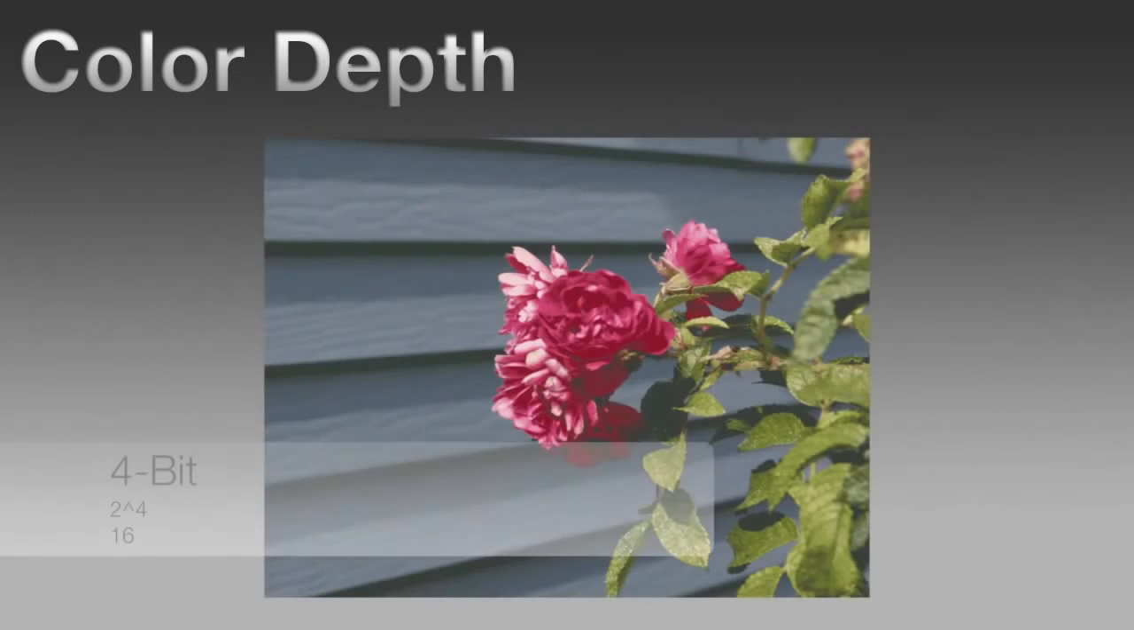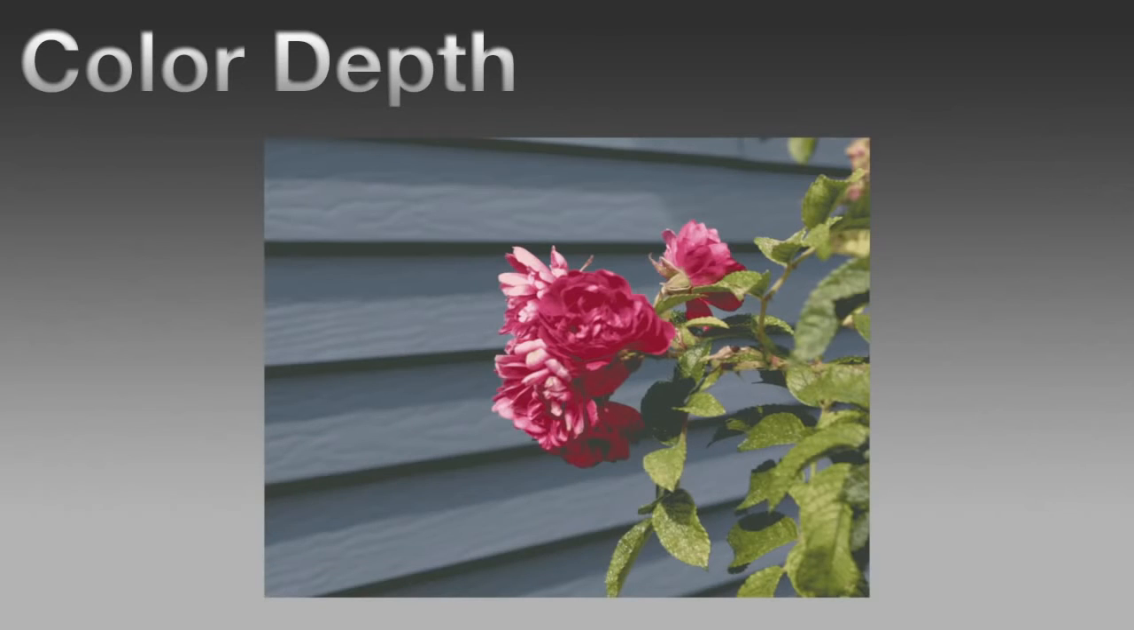If we pump it up to 4-bit, we now have 16 colors. So we have more variation in the colors, thus rendering a higher quality image. It still doesn't look perfect to us because we're used to seeing higher quality color.